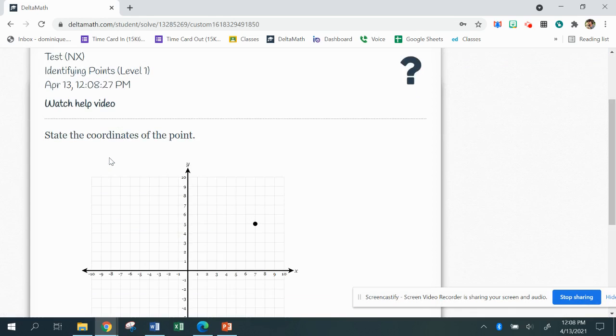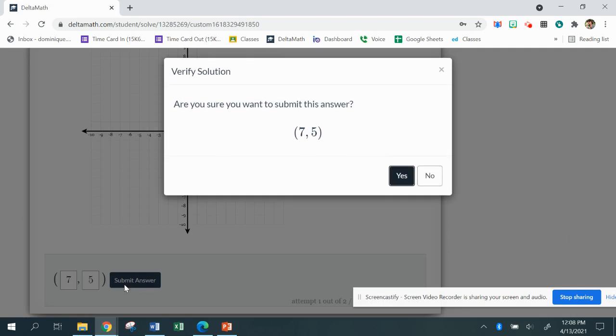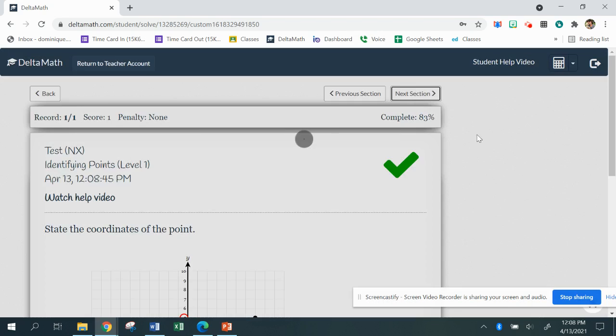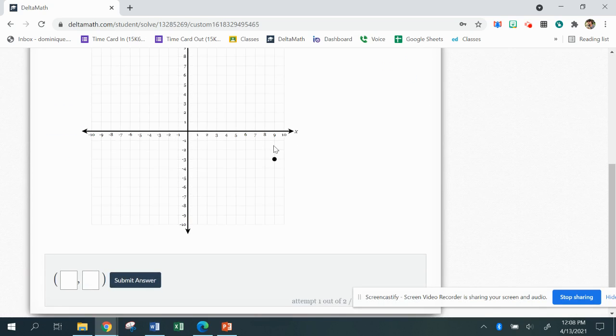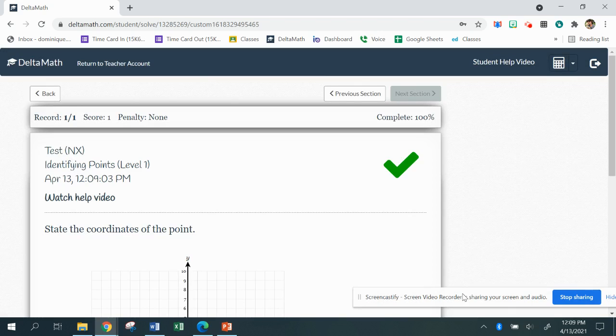Okay, next one. Our x value is 7. So remember, you either go up or down first here, and then you identify what that y value is, 5. 7, 5. X has to go first, then y. And last one, our x value here is 9. And our y value is -3. So identify that x value first, then that y value, and make sure you put it in the correct order.